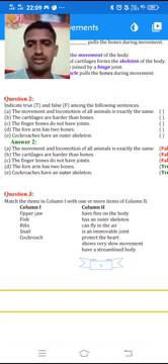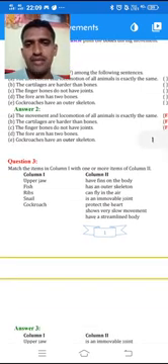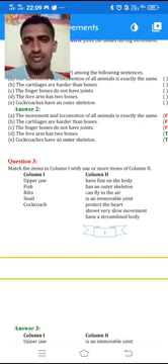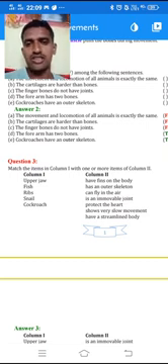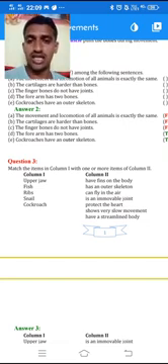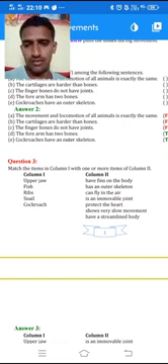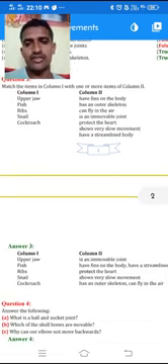Next one: the forearm has two bones. Yes, of course it is true. The forearm has two bones which are joined at a joint. So it's true. The last one: cockroaches have an outer skeleton. Yes, cockroaches have an outer skeleton which is harder. So it is true.